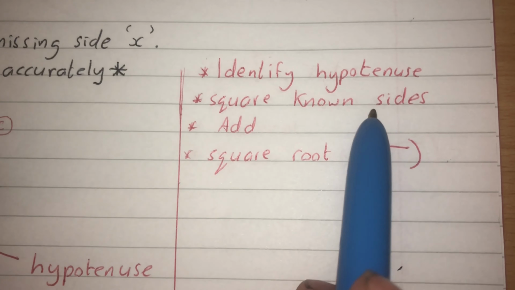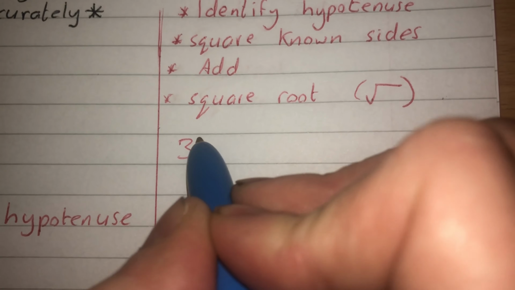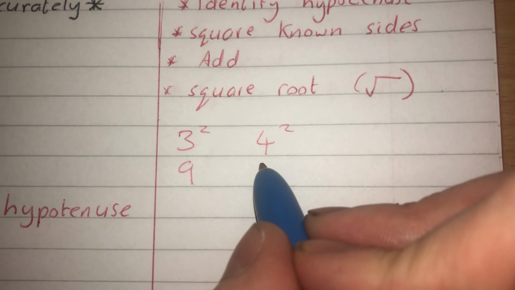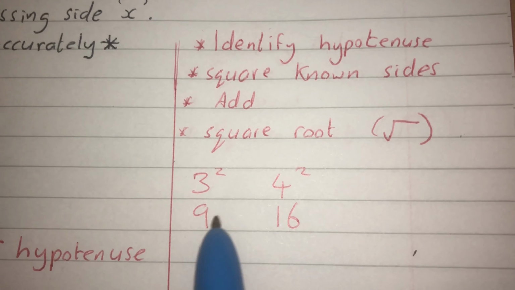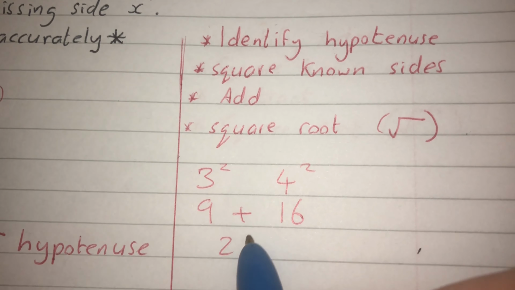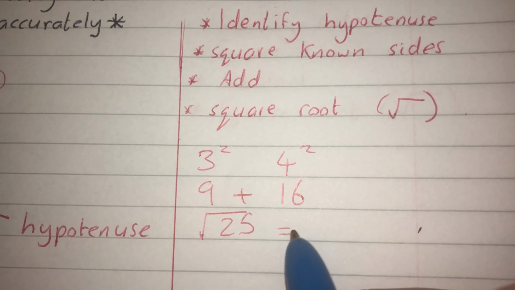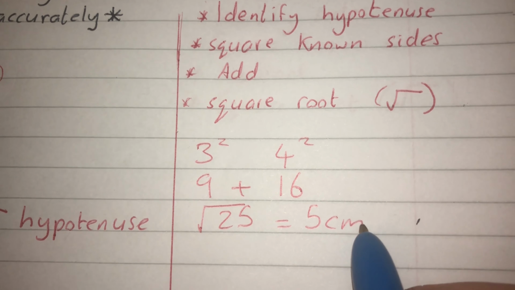After that, square the known sides. So 3 squared and 4 squared. 3 squared is 9, 4 squared is 16. So square both sides, we add them, which is 25. And then the last step is to square root 25, which is 5 centimeters.